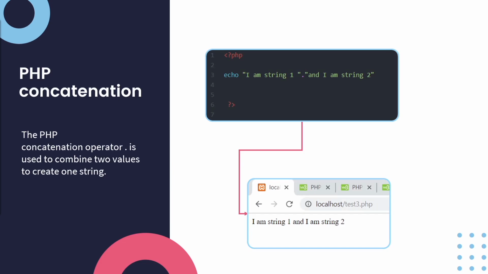So here I've got an echo statement, and I'm concatenating IAMString1, and you'll notice that my full stop is outside of my quotation marks. Okay, that's very, very important to keep in mind. And then I'm opening a new string and I'm saying, and IAMString2, and then I'm closing that off. And this is how concatenation works inside of PHP.